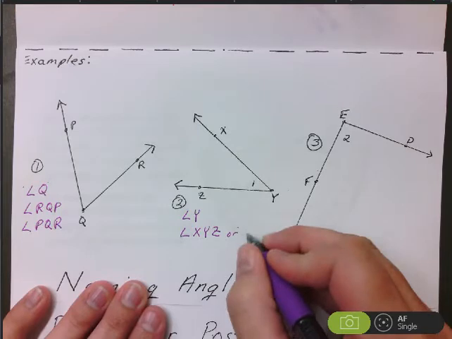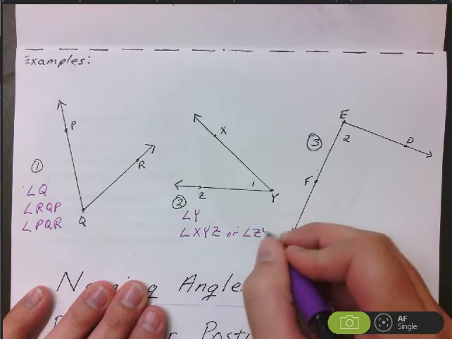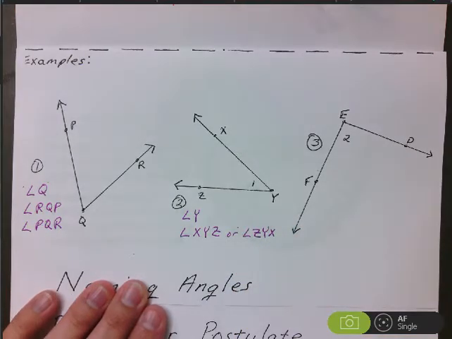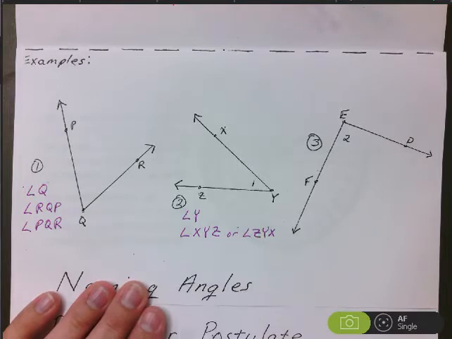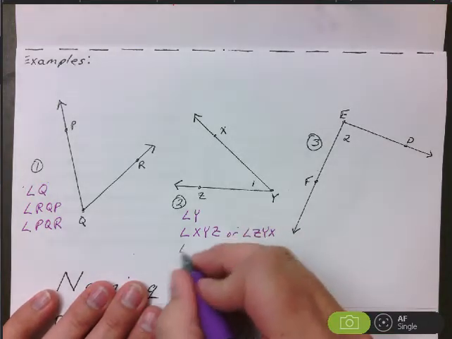We could also call that angle ZYX if we went in the reverse order. And then the third way to do that was with a number. This time we have a number there inside our angle, so we're going to call that angle 1.